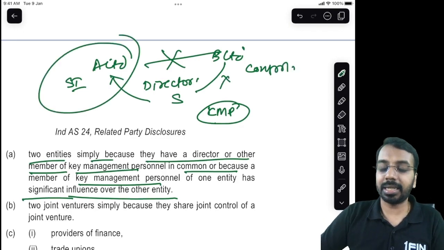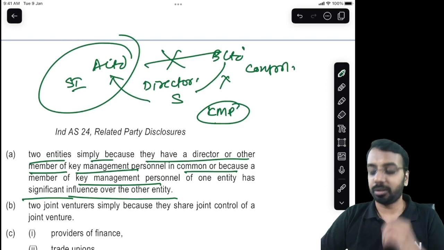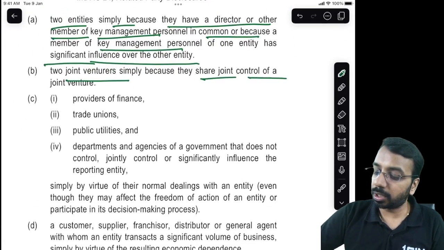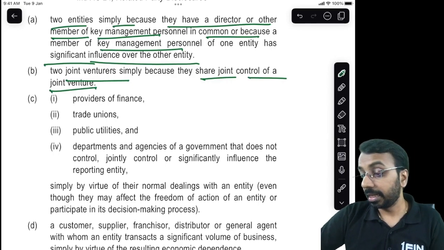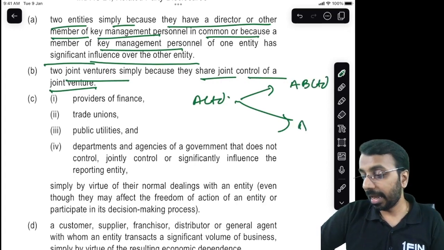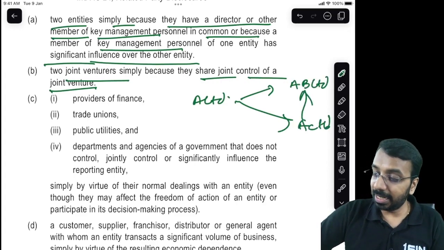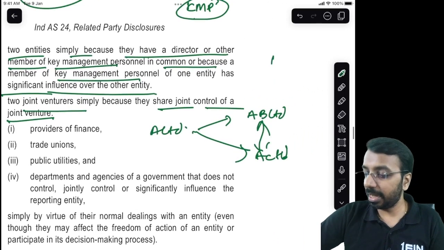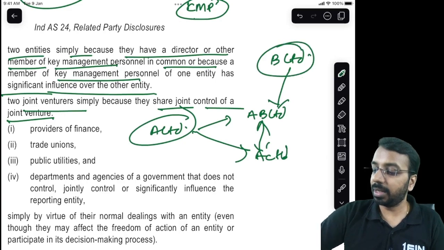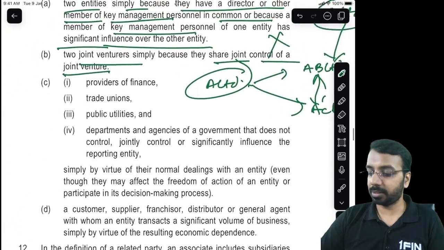In the reporting entity, you have to see whether control is there or not. Then two joint venturers, because they share joint control of a joint venture. So we said if there is A Limited, it has two joint ventures, AB Limited and AC Limited. They are related parties. In the same way, B Limited also has joint control. A Limited and B Limited are not related parties.